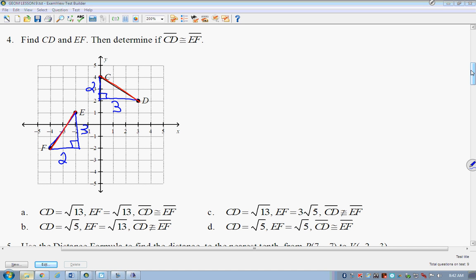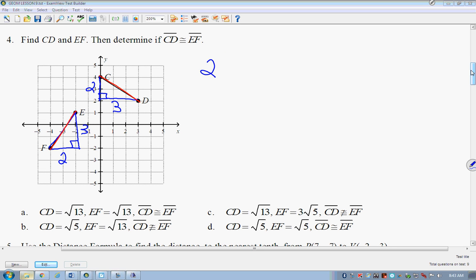Pythagorean theorem. Notice I should know right off the bat, though, because I have a 2 and a 3 here, and I have a 2 and a 3 over on my EF, that EF and CD should be the same length. Why? Yeah, because I'm working with the same numbers.